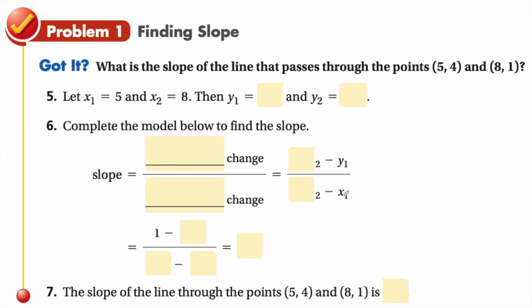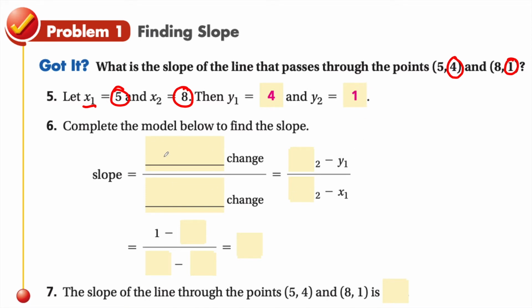Finding slope. What is the slope of the line that passes through the points (5, 4) and (8, 1)? Let x sub 1 equal 5 and x sub 2 equal 8. Then y sub 1 equals, well, this is the part. It doesn't matter which one's which, but when they give us one, we must pair it with its partner. So we know that the 5 is paired up with the 4. So our y sub 1, because this is the x sub 1, will have to equal 4. The y sub 2 is going to be what's left over, but more importantly, it needs to be paired with the 8. The 8 is paired with the 1, so y sub 2 is going to equal 1.